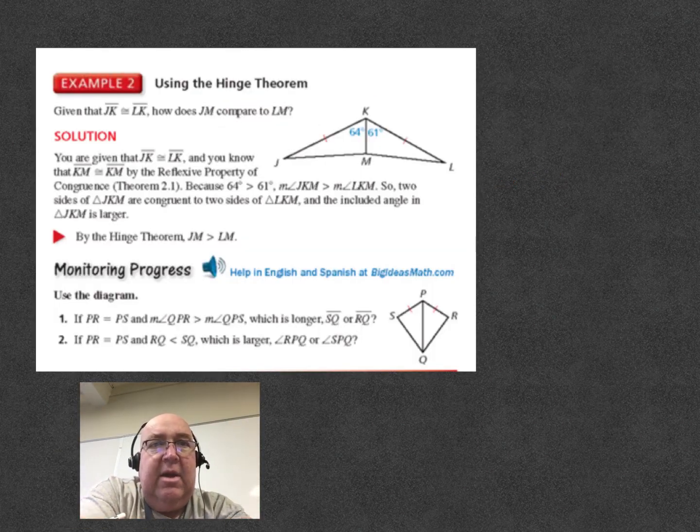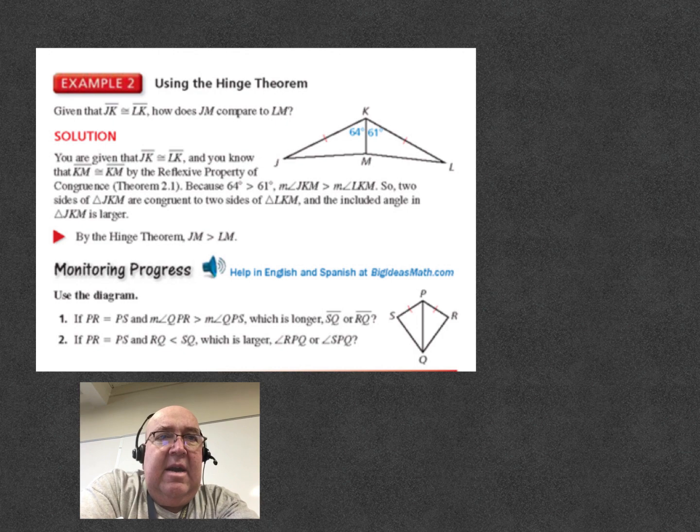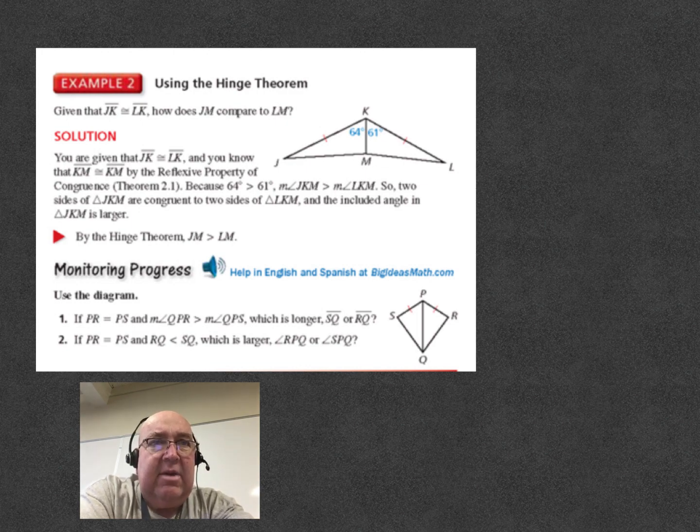Okay, so here we're looking at the hinge theorem again. We know that we have two congruent sides because of the one marked with red, and the shared one, MK, is also part of both triangles. So what can we tell about JM and LM? Well, we know that JM is going to be larger than LM.